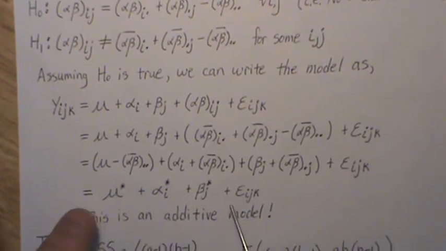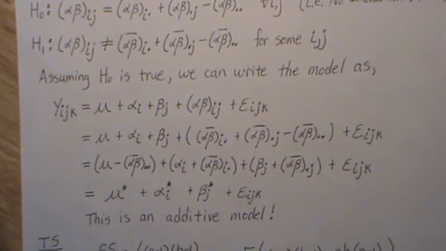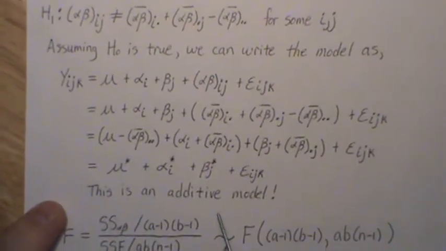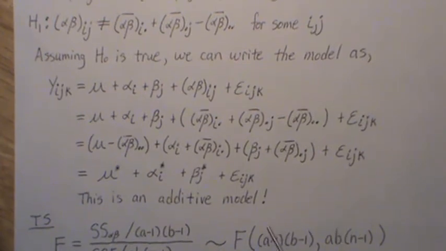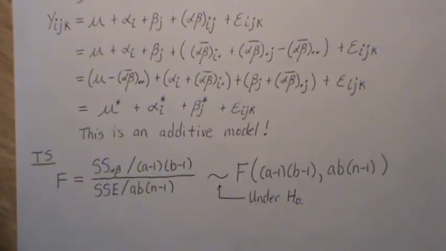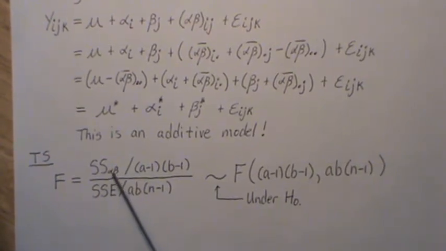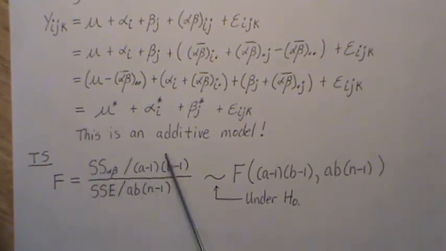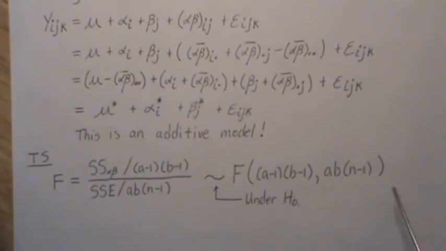So notice that this is an additive model, and that's actually what we're trying to test. Is there interaction? If the null hypothesis of no interaction is true, it reduces to an additive model. There's no interaction term here. And if these were not equal, then this would have stayed an interaction model. Okay, so then the test becomes the mean square for interaction: the sum of squares alpha beta divided by its degrees of freedom, which is the mean square for interaction, divided by the mean squared error. And under the null hypothesis, this is a central F random variable, so we can conduct the test.